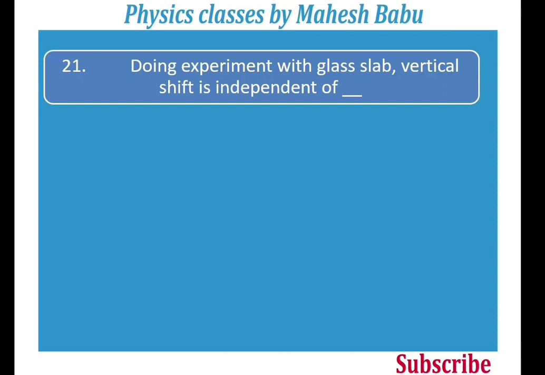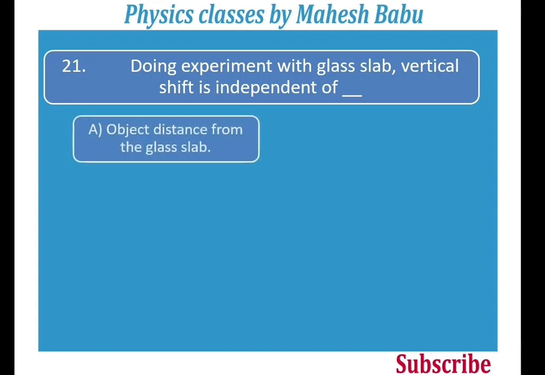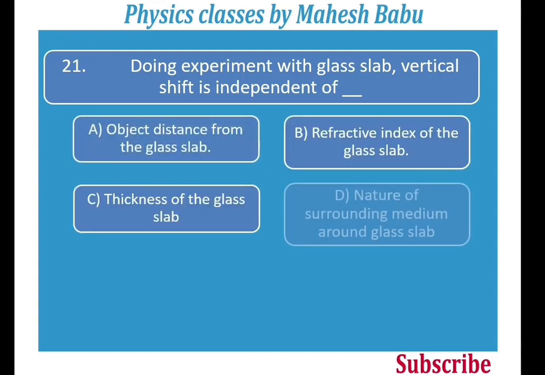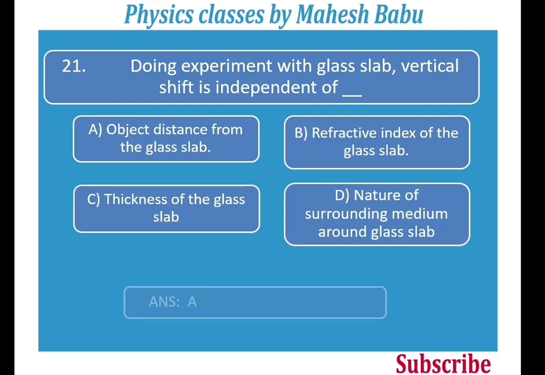The vertical shift is independent, not dependent, on which of the options they gave: object distance from the glass slab, refractive index of the glass slab, thickness of the glass slab, nature of the surrounding medium around the glass slab. Now the answer is object distance from the glass slab. Wherever you keep the object, the vertical shift is the same. So it is independent of object distance from the glass slab.